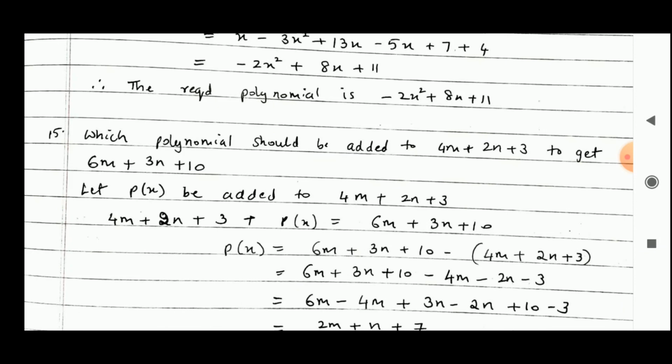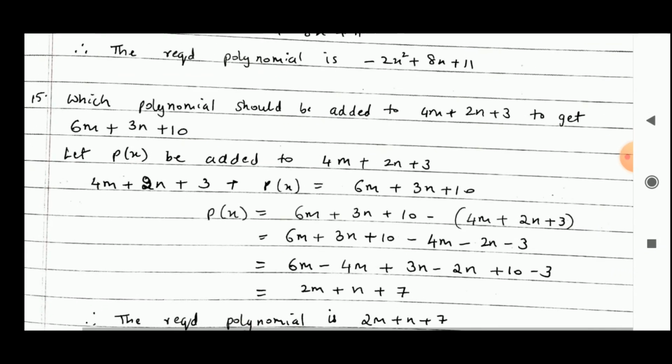Now which polynomial should be added to 4m plus 2n plus 3 to get the polynomial 6m plus 3n plus 10. Now same way you will do, let pm be the polynomial to be added to 4m plus 2n plus 3. So p is equal to 6m plus 3n plus 10 minus 4m plus 2n plus 3.